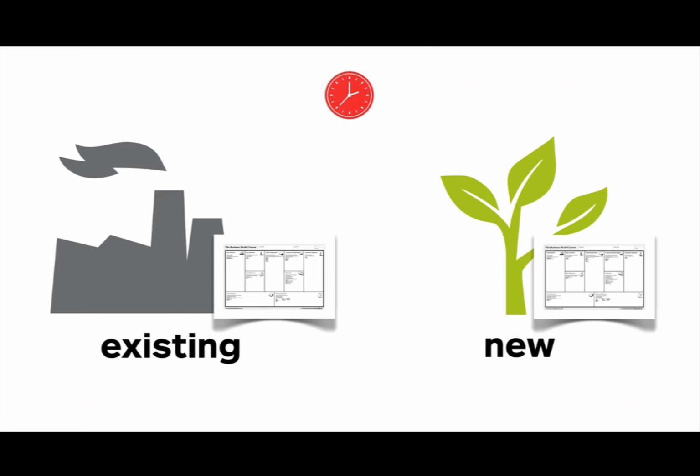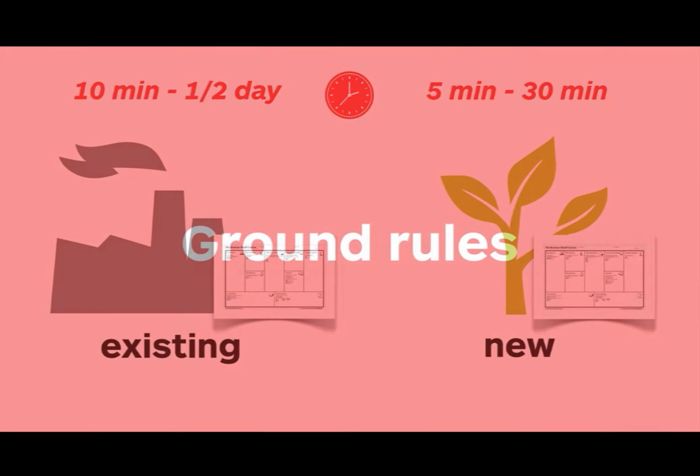Now, in terms of time it takes to sketch out a business model canvas, that obviously varies. For existing business models, it can take you anywhere from 10 minutes if you do it by yourself, up to half a day or more if you work with a management team. And for new business models, well, you want to keep your first prototypes to very short time, 5 minutes to sketch them out briefly, or 30 minutes. And then later on, when you know if something could really work, you can add more detail and go into more granularity. So let's start with the ground rules.